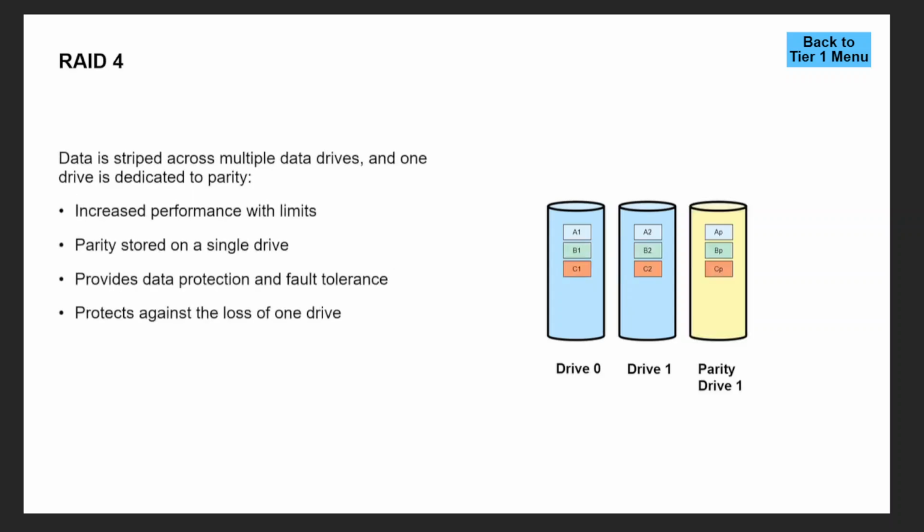RAID 2 and 3 are rarely used, so they can be skipped. In RAID 4, one drive in a RAID group is dedicated to storing parity information.